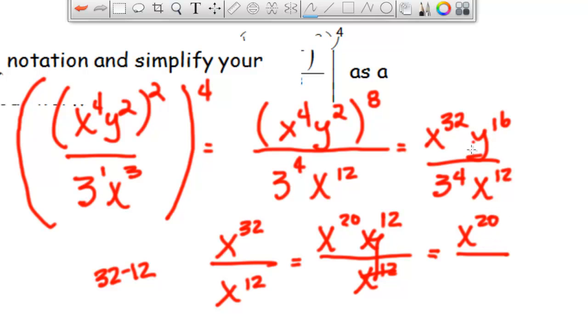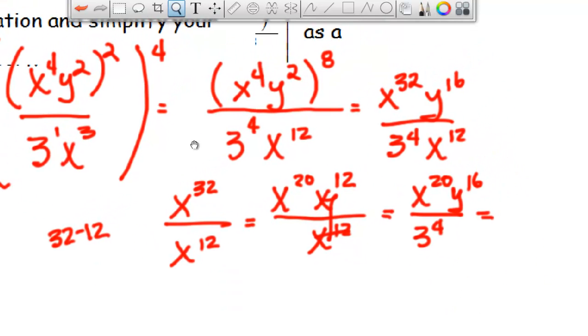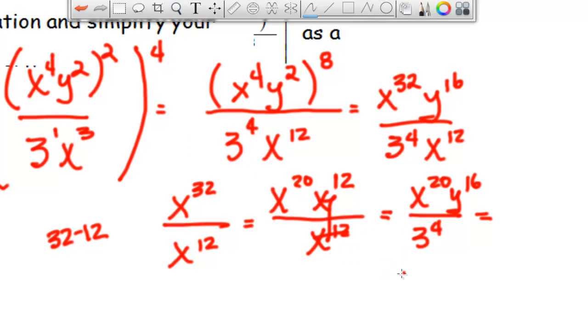Now there's nothing that's done with the y to the 16th, so it just stays y to the 16th. And then 3 to the 4th can stay as 3 to the 4th, or 3 multiplied together 4 times would be 81. Okay, so do you follow me on this, people? So now what I end up finally getting is, that would be fine for an answer, or you could use x to the 20th, y to the 16th over 81.